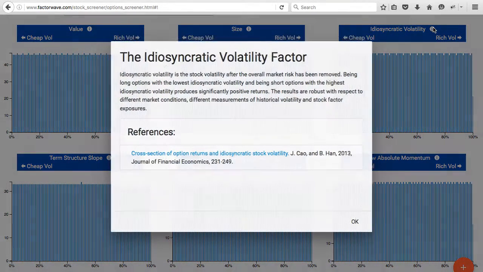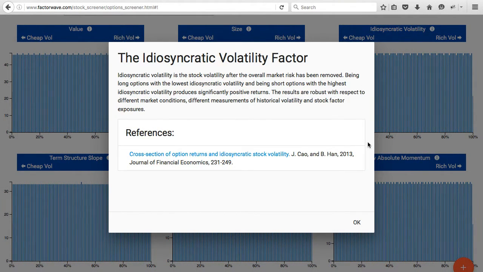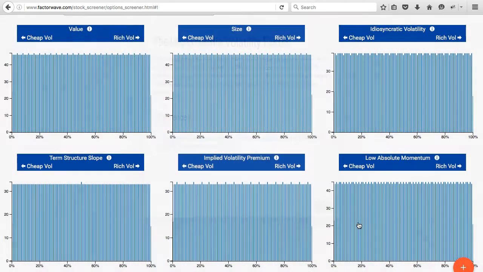Idiosyncratic volatility is the volatility we get after we remove the stock's relationship to the overall stock market, essentially by taking out its beta component. Stocks with high idiosyncratic volatility tend to be overpriced in terms of volatility.